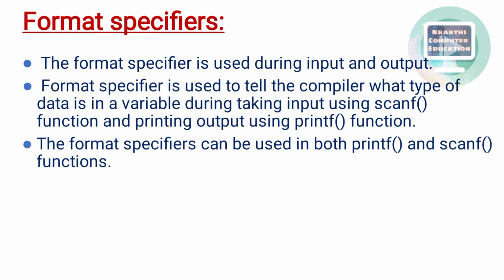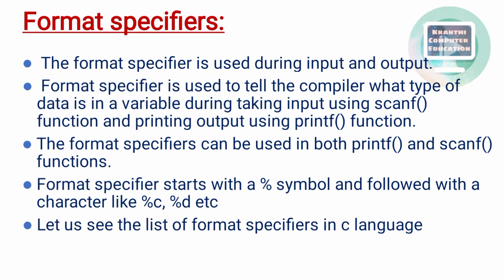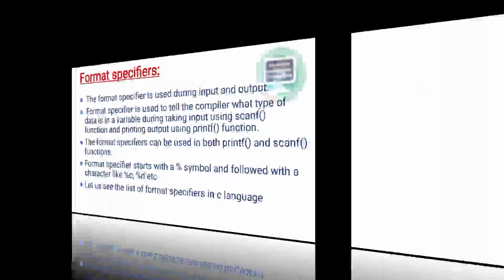The format specifiers can be used in both the printf function and the scanf function. So we can write format specifiers inside the printf function and inside the scanf function as the arguments. A format specifier starts with a percent symbol followed by a character, like %c, %d, etc. These %c and %d are examples of format specifiers. So in this way we have to write a format specifier. Let us see the list of format specifiers available in C language.